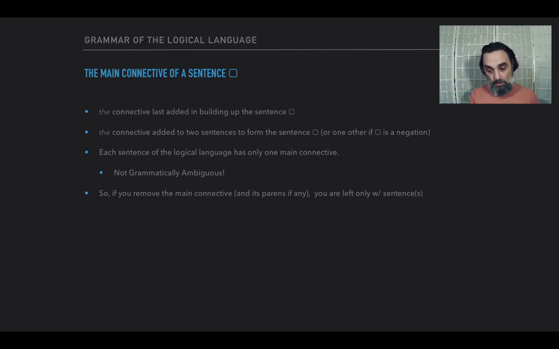So we can then say what grammatical ambiguity is. Grammatical ambiguity is when we look at a sentence, there's more than one symbol that could be the main connective. And our language isn't ambiguous, and what that means is that each sentence has only one main connective. What that means also is when you remove the main connective, and the parentheses if it's a conditional, you're left only with sentences. Which sentences? The ones that you built it from, the ones you started with. So you have box, you remove its main connective, and you're left only with one sentence if it's a negation, or two sentences in the parentheses if it's a conditional.